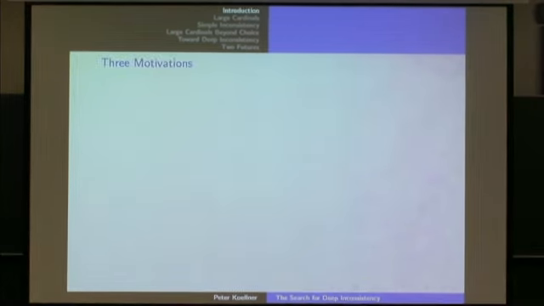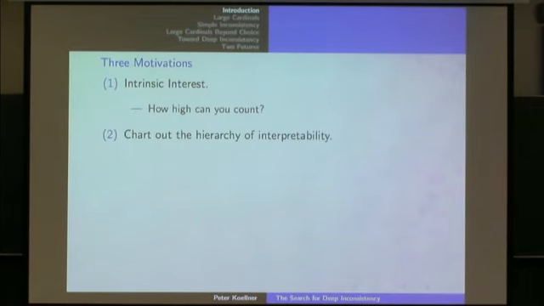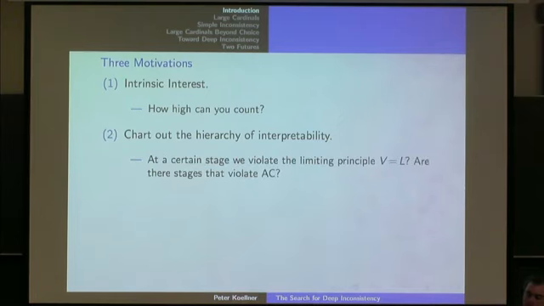And there are two other motivations. The first is the one that I started off with at the beginning, just the intrinsic interest of this. How high can you count? And the second is the one I mentioned, to chart out the hierarchy of interpretability. At a certain stage, when you start climbing the large cardinal hierarchy, you contradict the limitative principle of V equals L. When you hit measurable cardinals, you contradict that principle. And the question is, are there stages which contradict other principles, like AC?